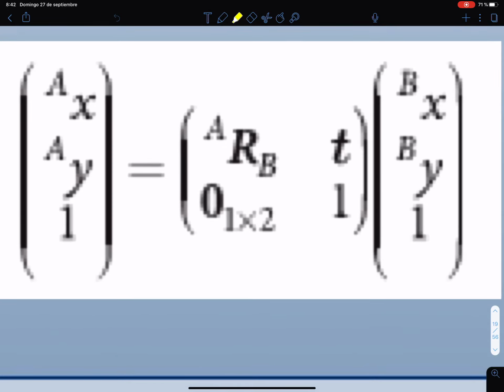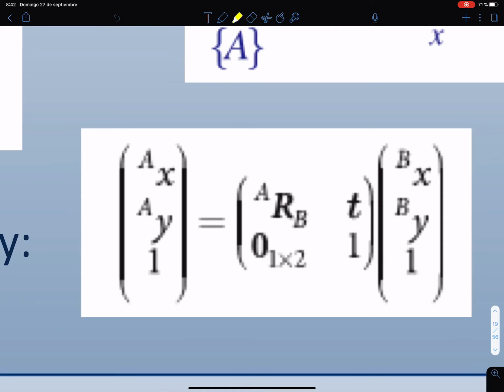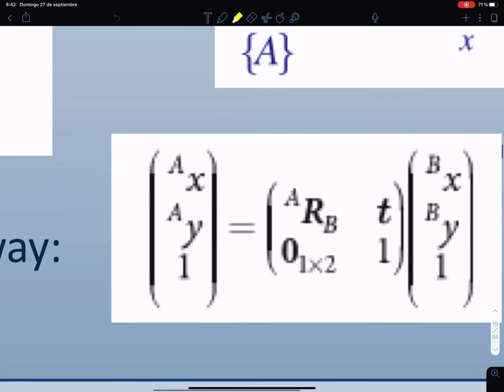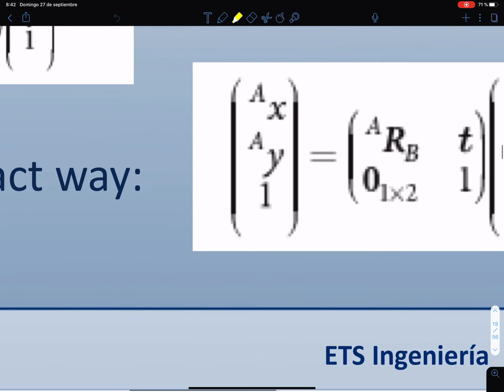So if we express the coordinates in B as xb, yb, and a 1, which is a fixed third coordinate, and if we multiply it by the matrix that has on the top left a 2 by 2 square matrix, the rotation matrix from B to A, and then at the right we have the t vector, which is the displacement of the origin from A to B, and then in the lower row, just 0, 0, 1. Okay, if we multiply this B frame vector by this matrix, then we will have this A frame vector composed by the xa, ya, and 1.